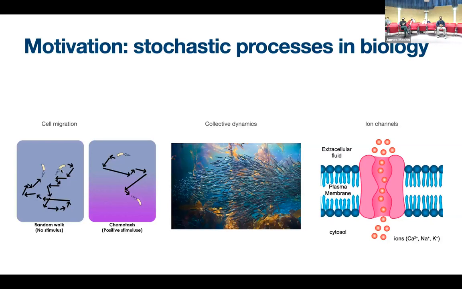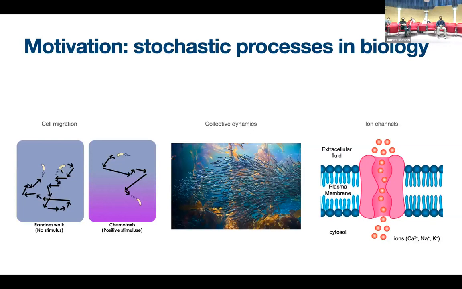But we also see this in collective dynamics. For example, a shoal of fish, where each individual fish will have some microscopic dynamics describing its motion. It might try to align itself with the motion of the fish around it. If you describe this sort of microscopic behavior, this then leads to some larger macroscopic behavior of the whole shoal moving together.